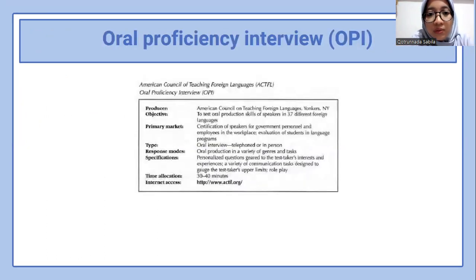And then we move into the oral proficiency interview, or OPI. The best known oral interview format is one that has gone through a considerable metamorphosis over the last half century. The oral proficiency interview, the OPI, is widely used across dozens of languages around the world. Only certified examiners are authorized to administer the OPI. Here is a summary of the ACTFL OPI, and you can see here we have producer, objective, primary market, type of response, mode, specification, time allocation, and also the internet access. You can read it here.